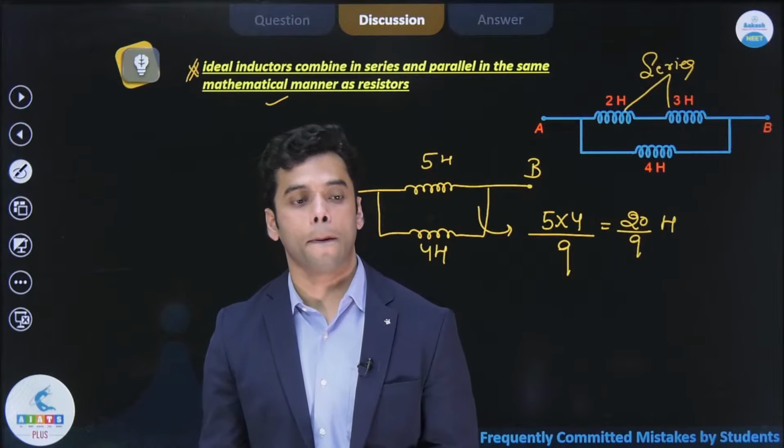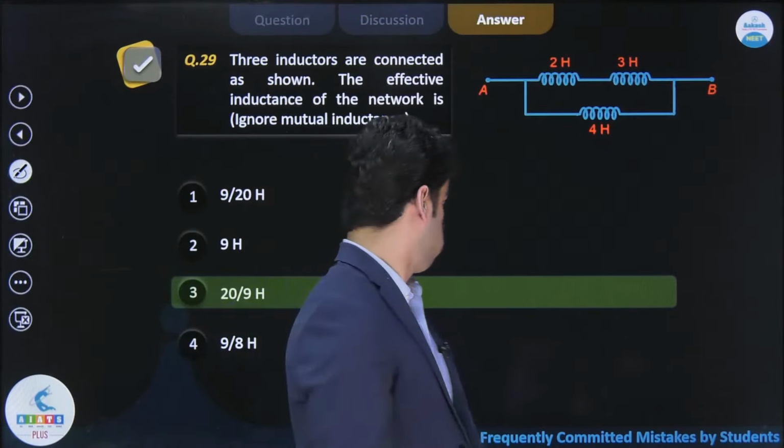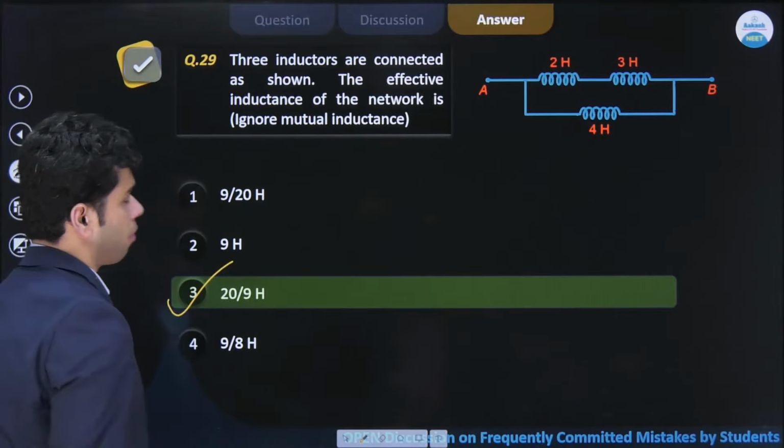Any doubt? The correct answer is 20 by 9 Henry. Any doubt?